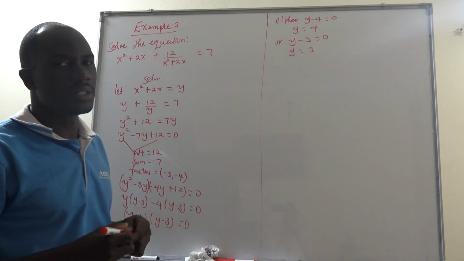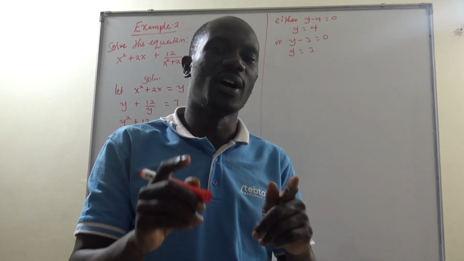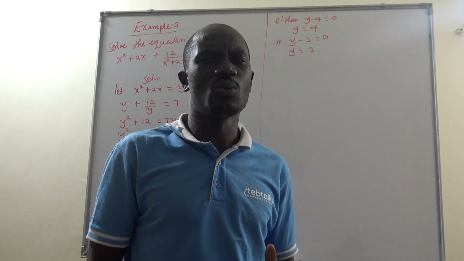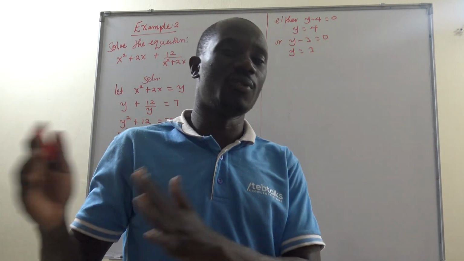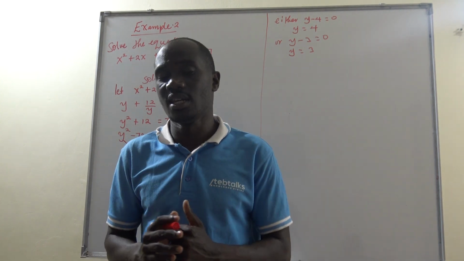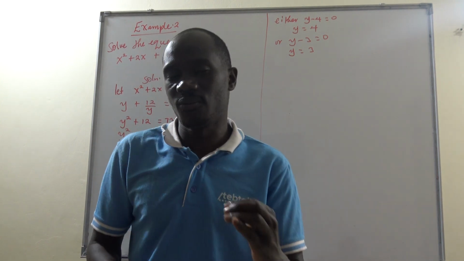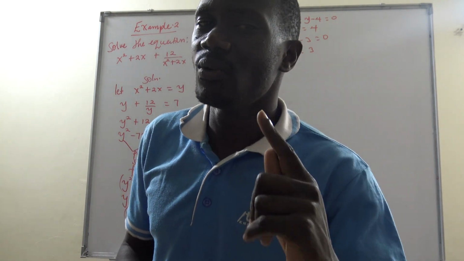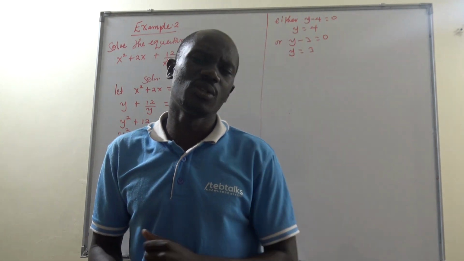So I have already got our values of y, which we let, but our question was in terms of x. That means they want us to get the value of x. And that's why learners get challenges. When they say solve, they want the exact value from the question which they have given you.